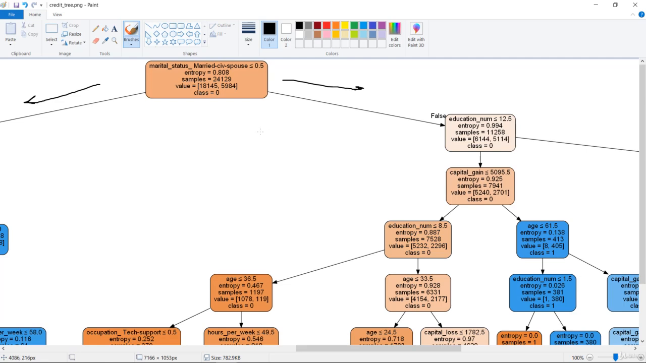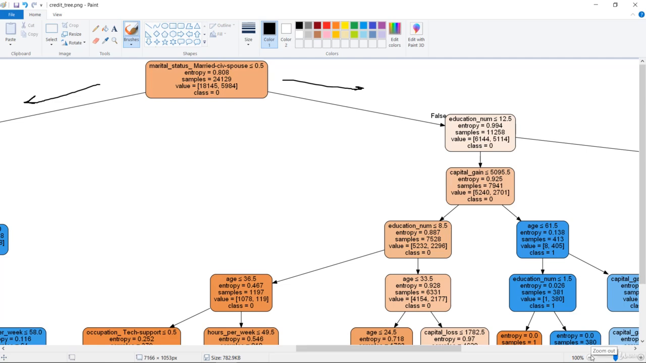So your question might be right now, what is the criteria, or how can we calculate first the most important feature and how can we make this split? Why are we saying 0.5, and why are we saying here 12.5 and here 8.5, right? These are very, very valid questions. And we will answer all these questions right now.